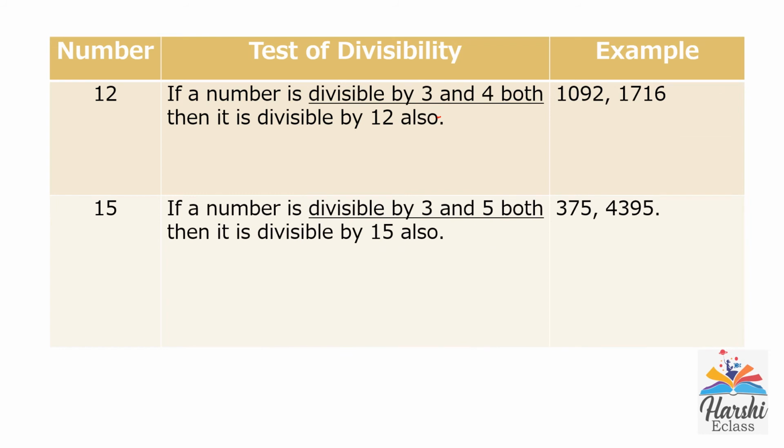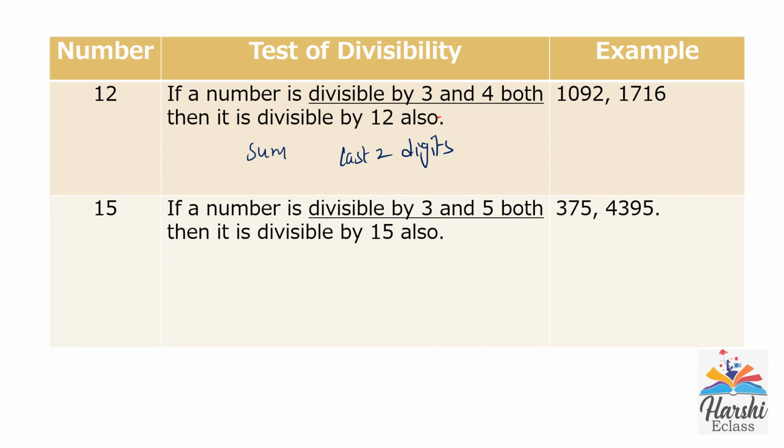Number 12. If a number is divisible by 3 and 4 both, then it is divisible by 12 also. Divisibility rule of number 3 is that the sum of the digits in the given number should be divisible by 3 or that sum should be a multiple of 3. For 4, we need to check the last two digits of the given number. If the last two digits are completely divisible by 4 without leaving any remainder, then the complete number is divisible by 4.